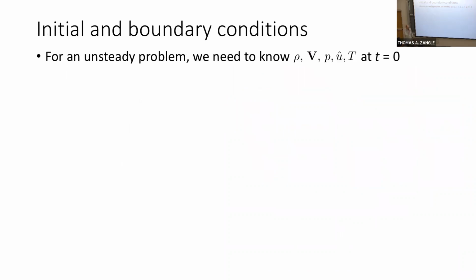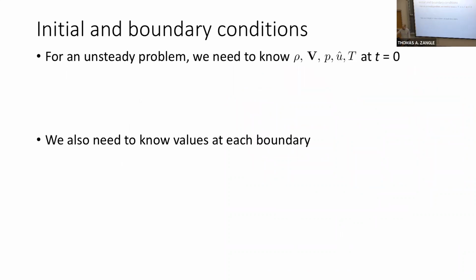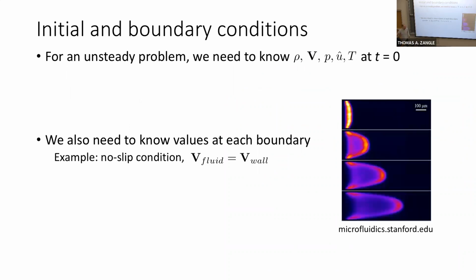So, in addition to knowing all of these properties at t equals 0, we also need to know the values of these things at the boundary. We're going to talk about this on Friday, but one example we've already seen is the no slip condition, right? We're generally going to assume the velocity of the fluid is equal to the velocity of the wall whenever a fluid encounters the wall, in this case a solid. Again, illustrated here, this is a pipe flow in a round tube. We can see that, perhaps counterintuitively, the velocity really is 0 at the wall.